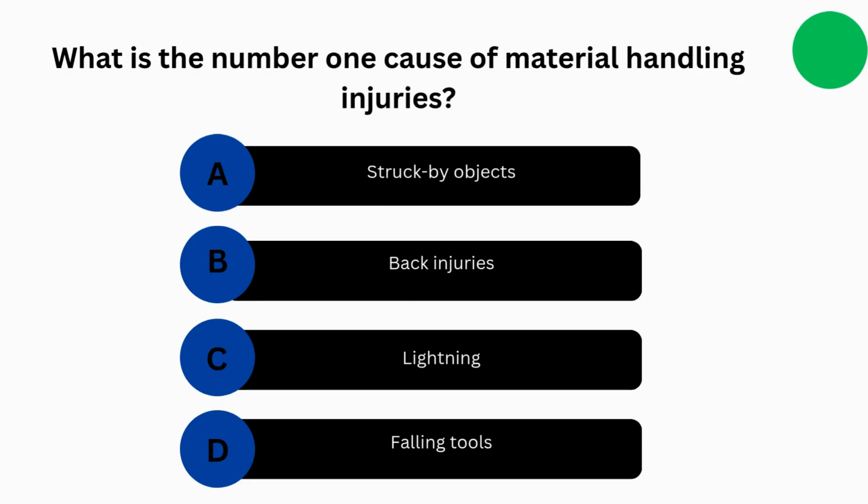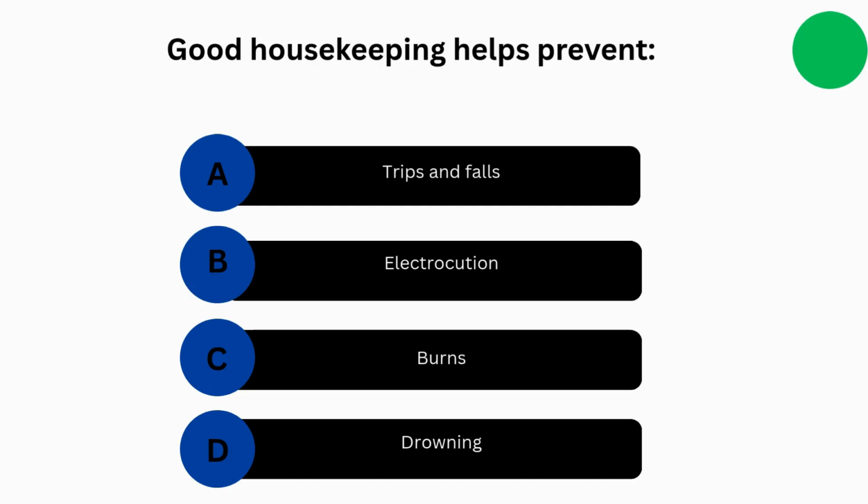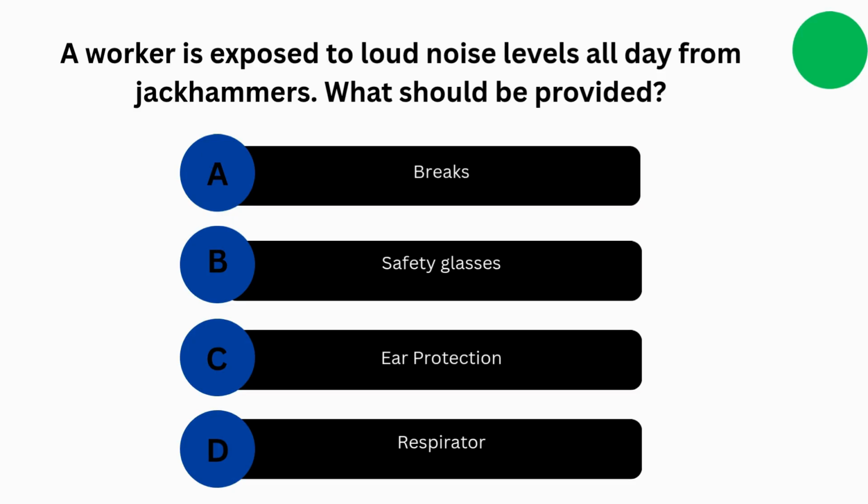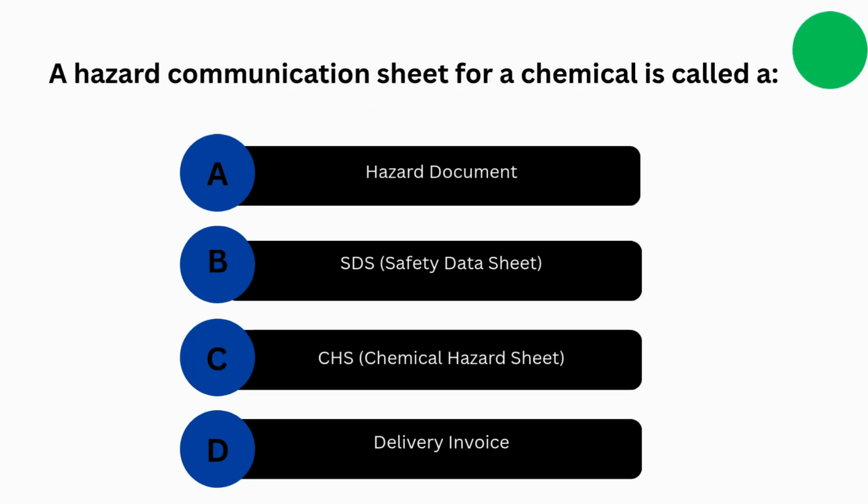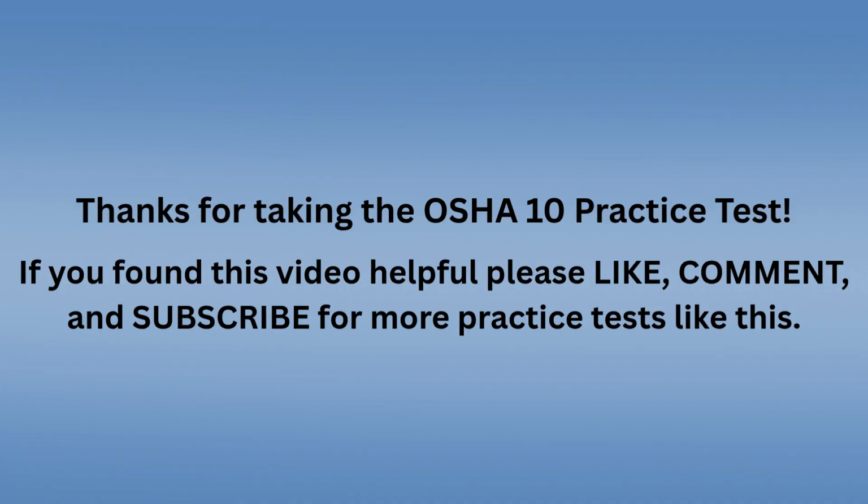What is the number one cause of material handling injuries? Back injuries. Good housekeeping helps prevent trips and falls. A worker is exposed to loud noise levels all day from jackhammers. What should be provided? Ear protection. A hazard communication sheet for a chemical is called a safety data sheet. Thanks for taking the OSHA 10 practice test.